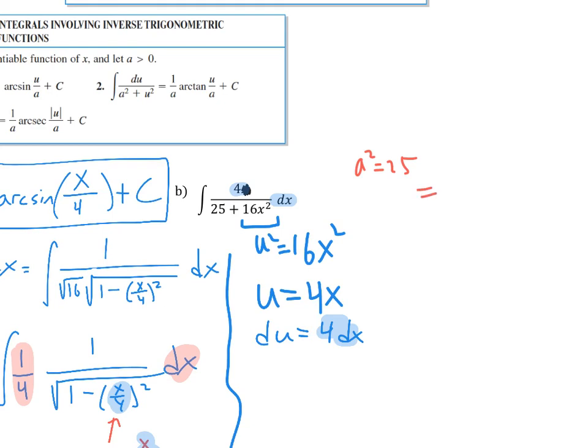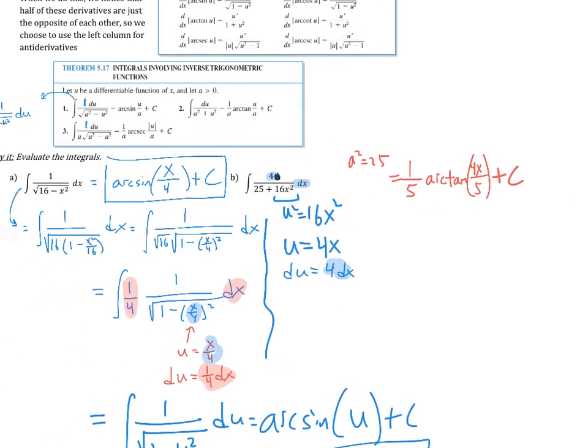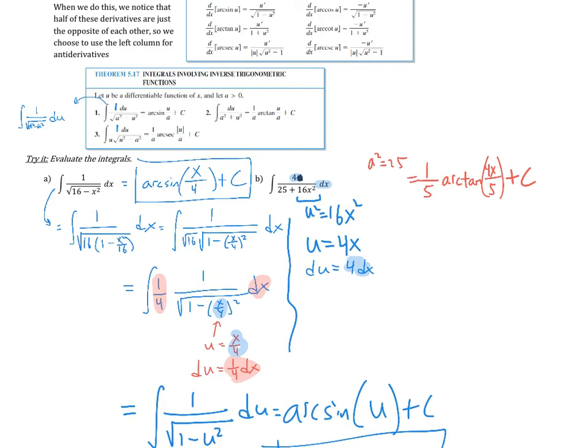So this turns out to be the 1 over a. Well, a squared is 25, so a is 5, times the arctan of u. Well, what is u? u is 4x over a, which is 5. And then we need plus c. All right, there you have it. A little crazy, but that's how it works.